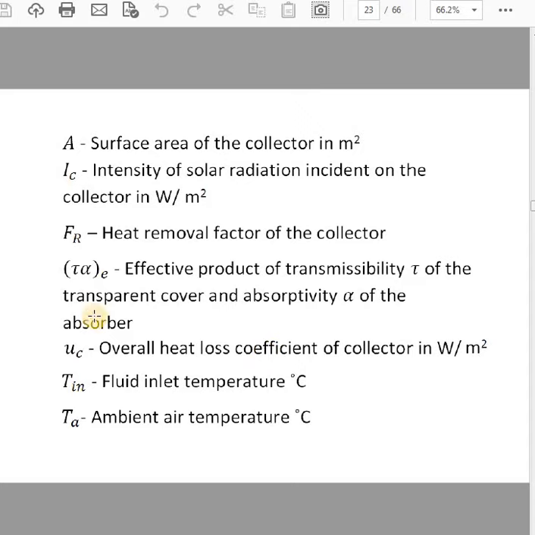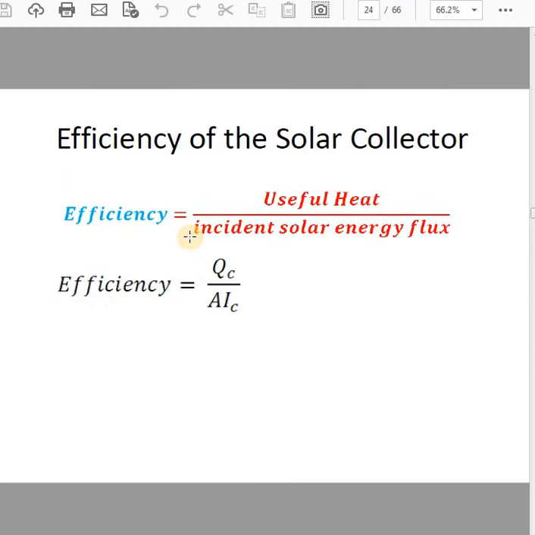These are the coefficients you are using. IC is the intensity of the solar radiation incident on the collector. FR is the heat removal factor of the collector, and this is the effective product of transmissivity, tau, and the absorptivity of the absorber, alpha. UC is the overall heat loss coefficient, then the fluid temperature at the fluid inlet and the ambient temperature of the air. So these are the things to be considered.